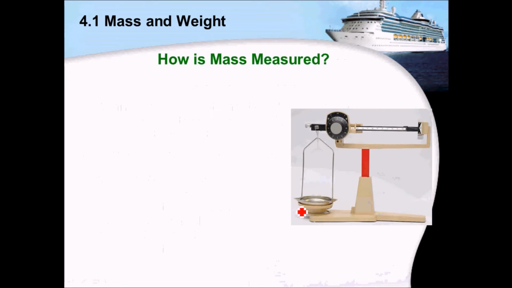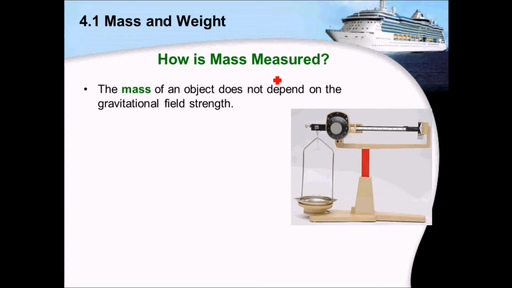So then how do we measure mass? We measure mass by using instruments that compare the masses. You need to make sure that it does not depend on the gravitational field strength. So in order to not depend on it, it has to compare the masses between two objects and see whether they are the same. When they are the same, we can say that they are of the same mass.